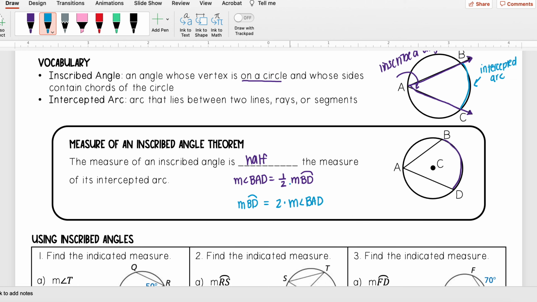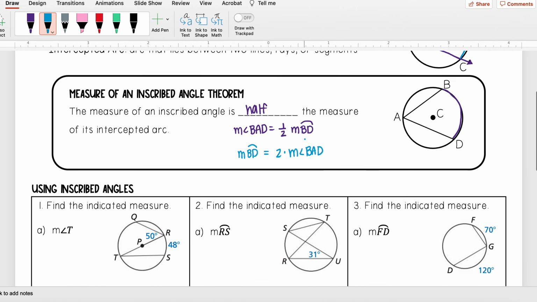And so this always works with inscribed angles and their intercepted arcs. So only with these angles that have their vertex on the circle. Because remember, if this were instead this angle here, where my vertex is the center of the circle, these two measures would be the same, as we have learned about in earlier lessons. So this only works for those with the inscribed angle and its intercepted arc.